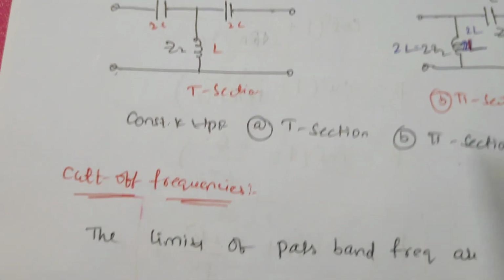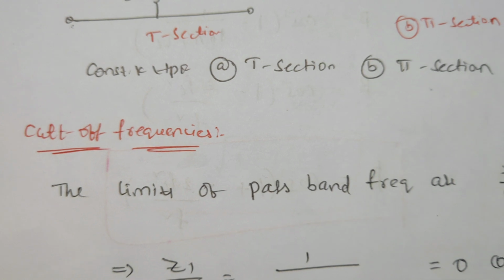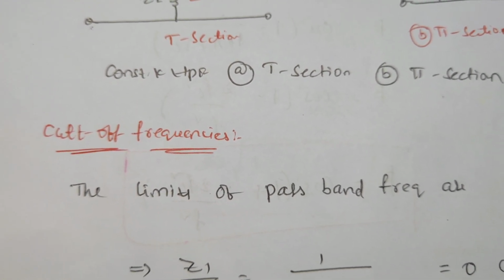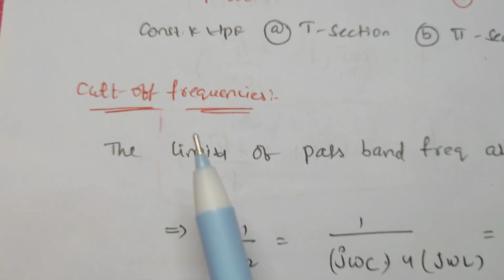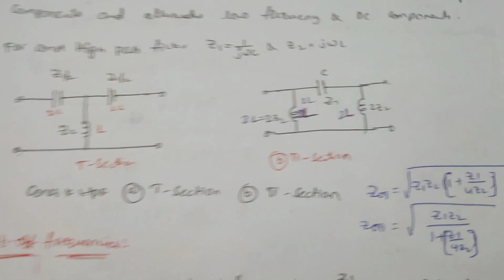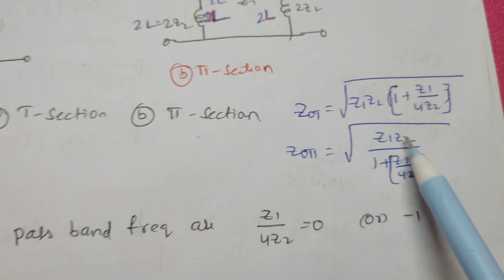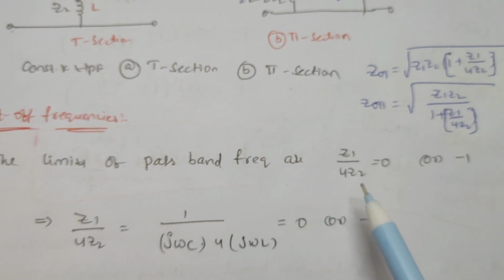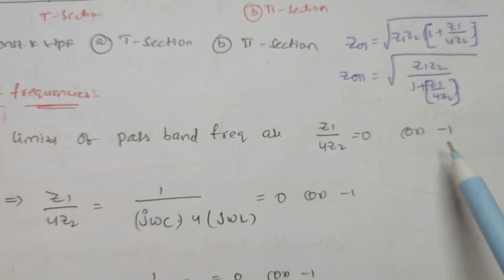Now I am going to calculate the cutoff frequencies as well as the overall characteristic impedance of the T section and pi section of this constant K filter, as well as the attenuation and phase constant. First of all, I am going to calculate the cutoff frequency for this constant K high pass filter. In this one, I am taking the condition Z1 by 4 Z2. The limit of the pass band frequency of this high pass filter is Z1 by 4 Z2 equal to 0 or minus 1.